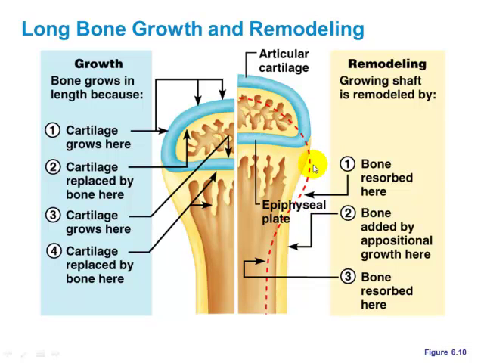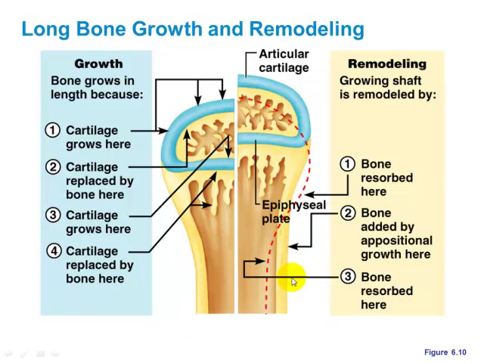Once that occurs, we will also see some removal occurring here, in this region here, the bone is being resorbed, and it's going to be laid down here through what's called appositional growth. Now, we've talked about appositional growth in cartilage. Appositional growth is growth from the outside, where you have osteogenic cells in the periosteum that are going to lay down new bone.